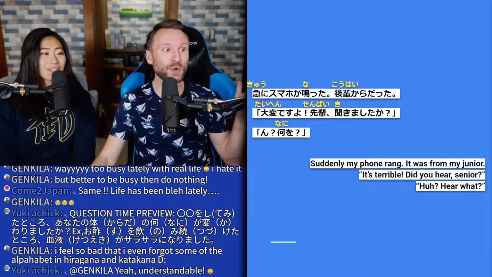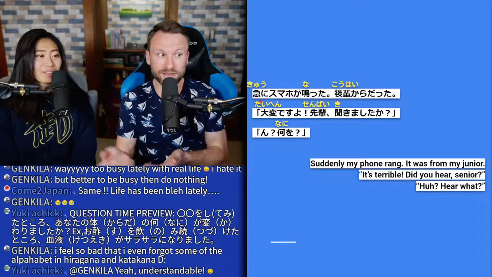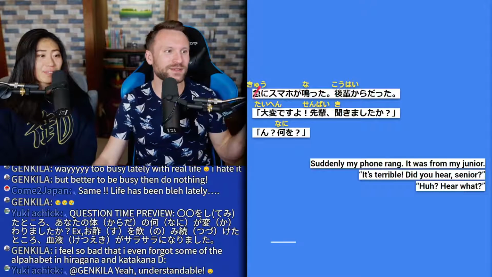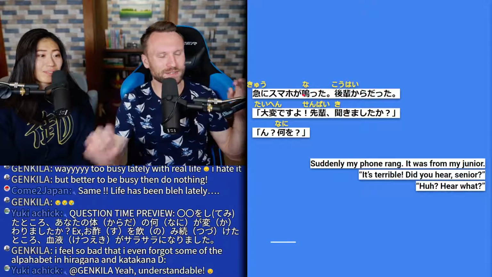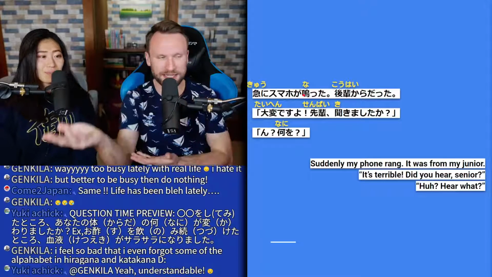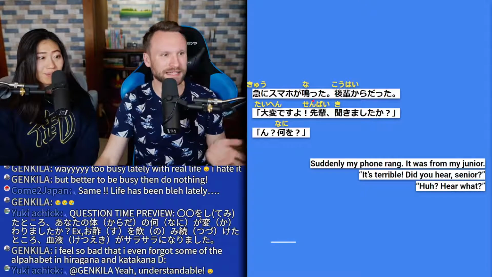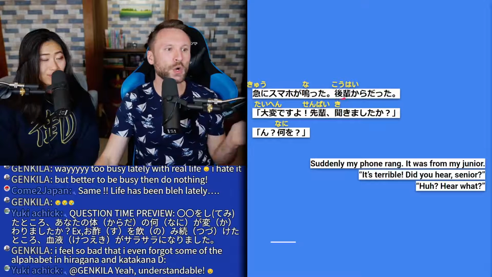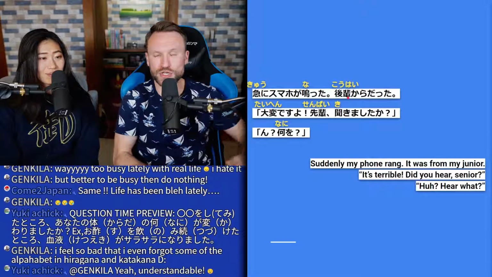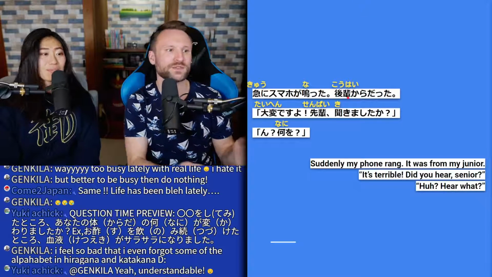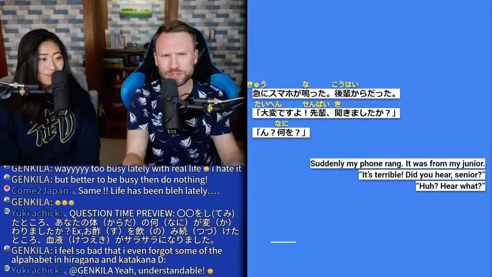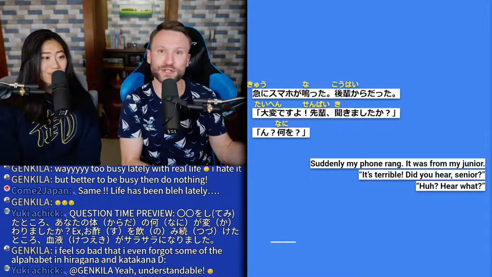スマホが鳴った. So smartphones ring, they 鳴った, right? It looks like a little bird kanji, but it's also got a voice next to it, and that's to make a sound. So スマホが鳴った. So my smartphone rang. 後輩からだった. So it was from my junior, as in someone below me in my company. So it was from someone below me in my company, or it could be in a school or something, but we know this is the company from earlier in the story.